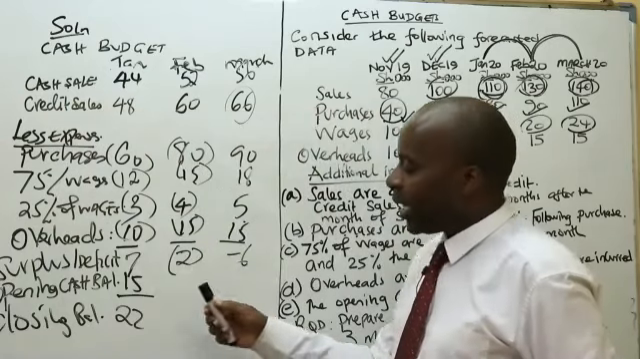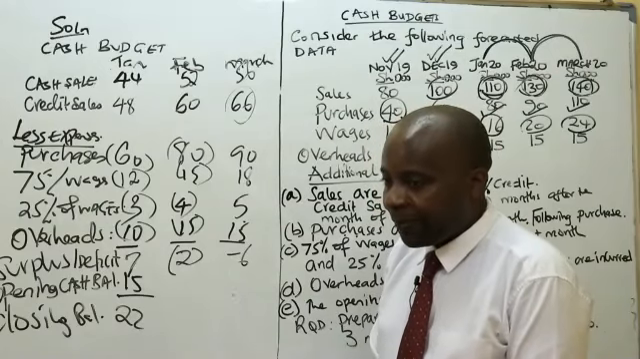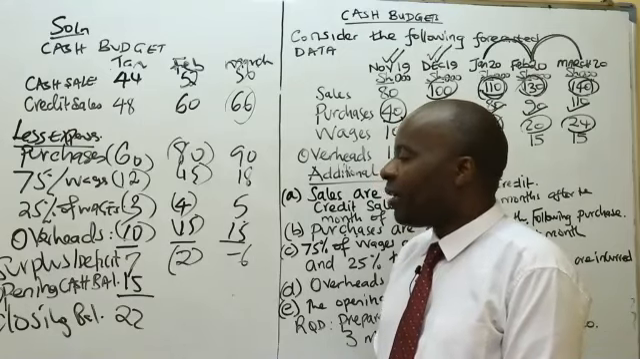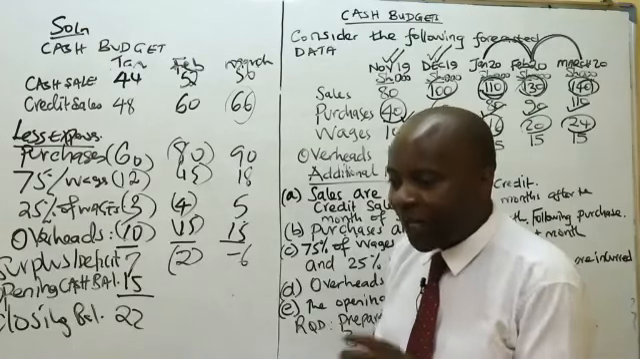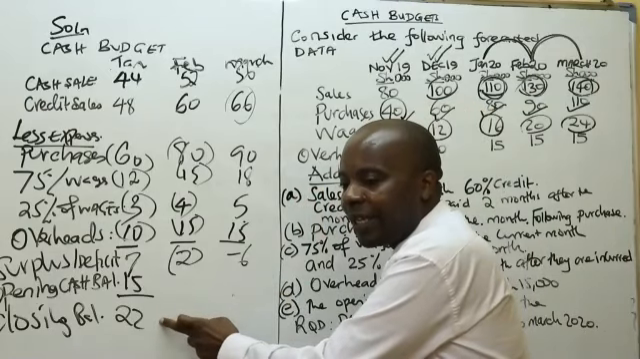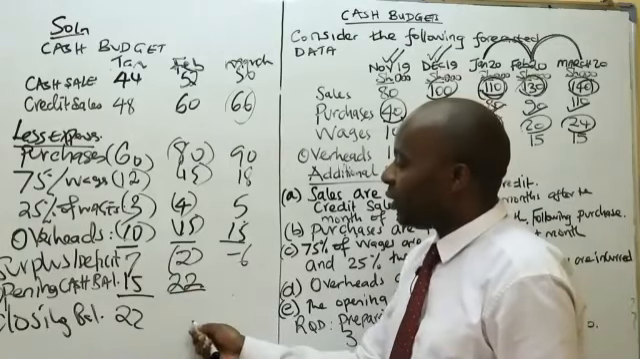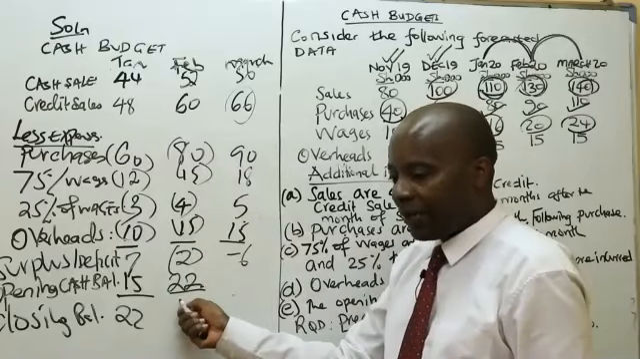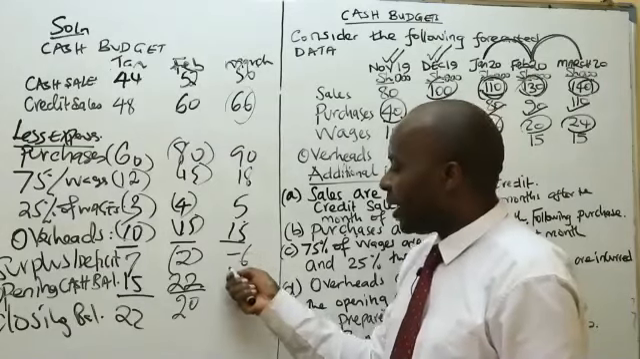So can somebody give me the opening balance of February? Very good. The opening balance of February will be the closing balance of January. So this gives me 22. So come and give me the closing balance of this month. Somebody? 20. And this 20 now marks the beginning here.